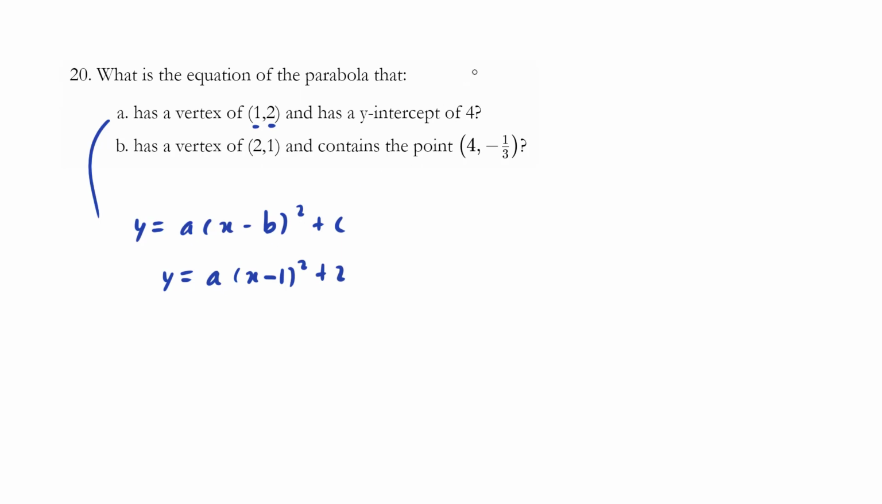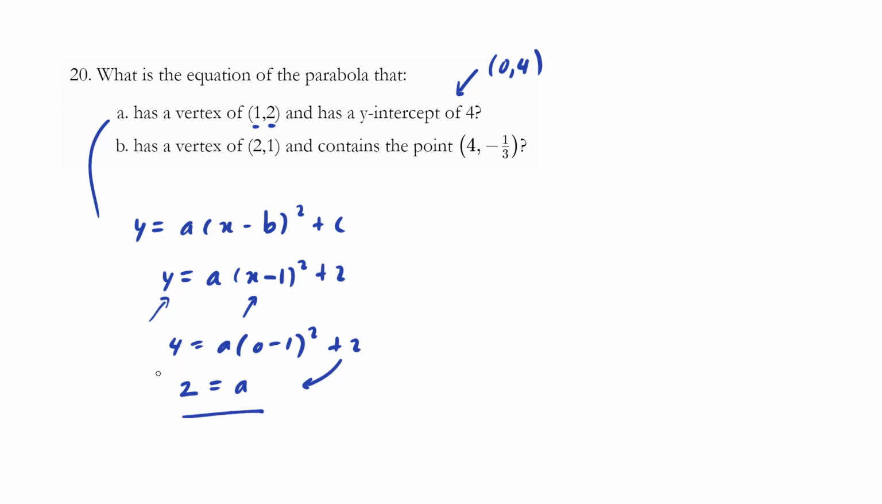All we have to do now is to substitute the other point. The y-intercept of 4 means x equals 0 and the y value equals 4. So plug in 4 here and plug in 0 here. 4 equals a times (0 minus 1) squared plus 2. Negative 1 times negative 1 is positive 1, so we just have a equals, we're going to throw the 2 over, this becomes 4 minus 2. 4 minus 2 is just 2.